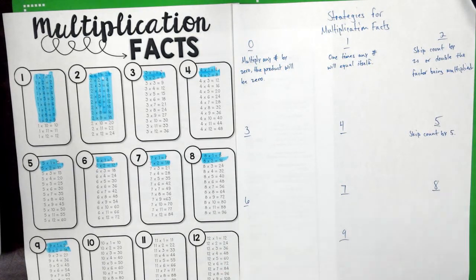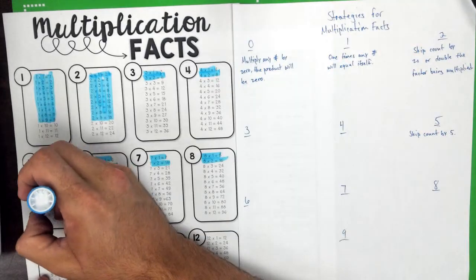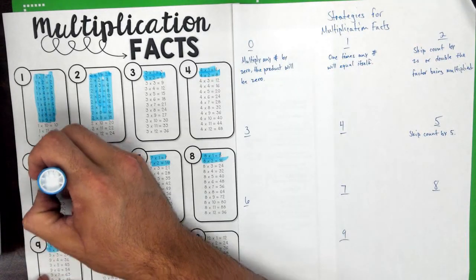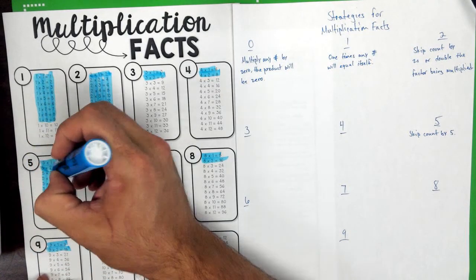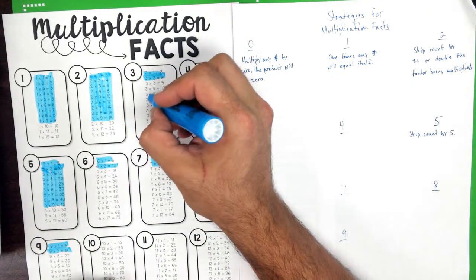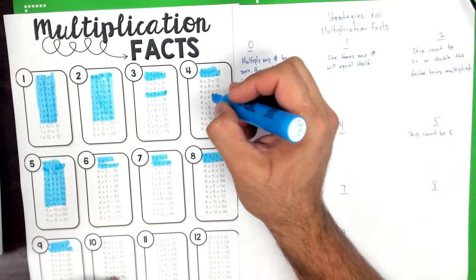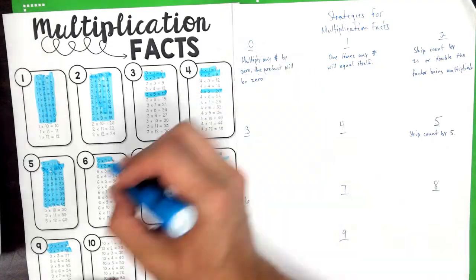Okay, so I'm going to highlight all of our 5s, and also in each family. This guy.